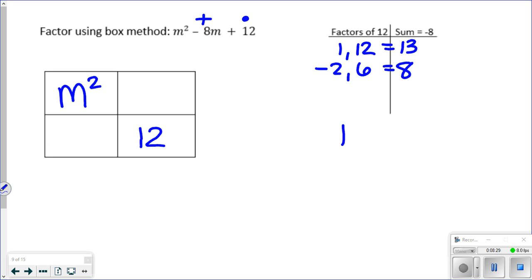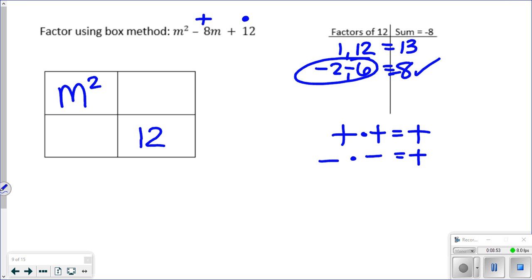So think, positive times positive equals a positive, or negative times negative equals a positive. So if I make this a negative 6 as well, negative 2 times negative 6 gives me that positive 12. And then when we add those together, we do get that negative 8. So these two are going to be our answers here. I'm going to write negative 2m here, negative 6m here. It's really important that you plug in those m's with it. Don't forget the m's.